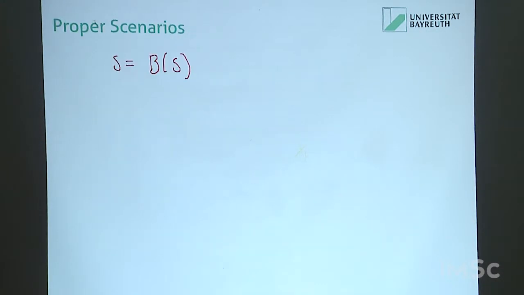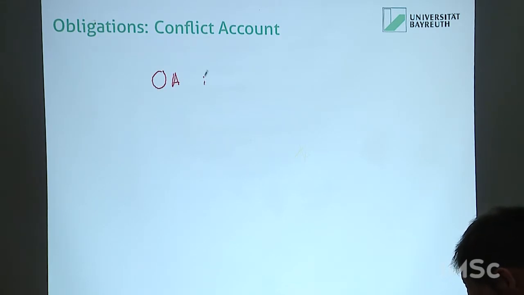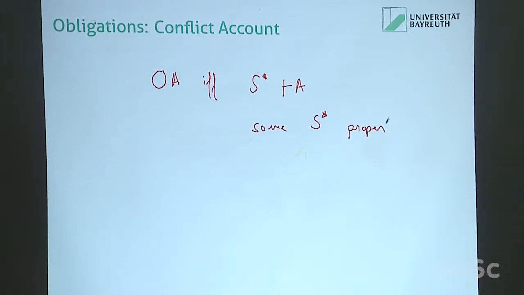Now, of course, there's the obvious other alternative, the conflict account, which says you ought to A if and only if, now let me write it properly, A follows from some S star proper scenario. So you make an existential quantification here.